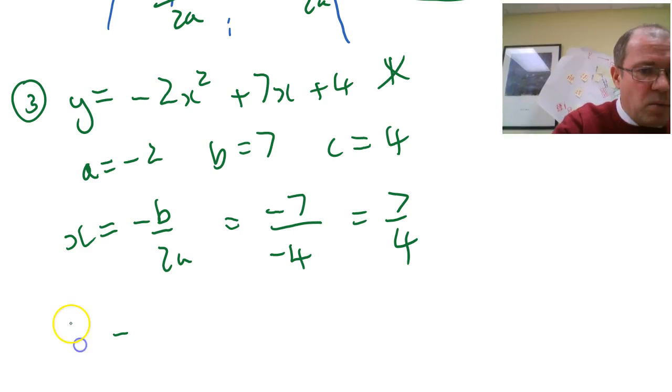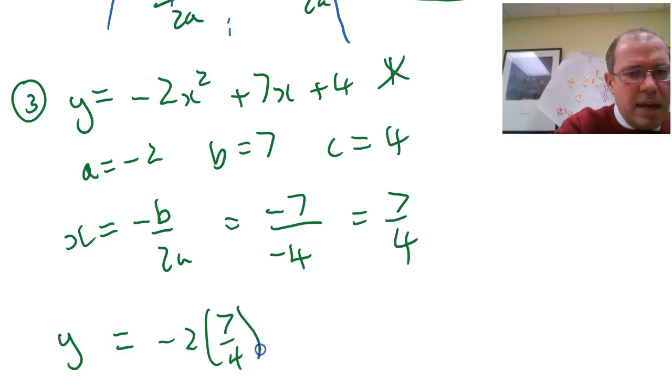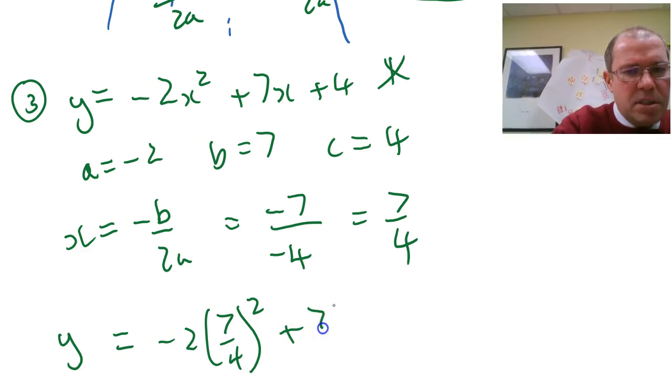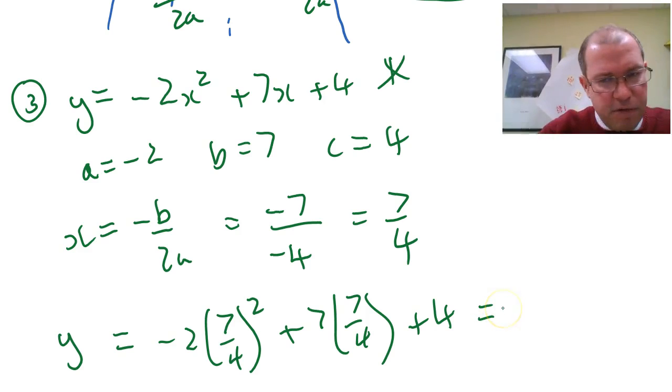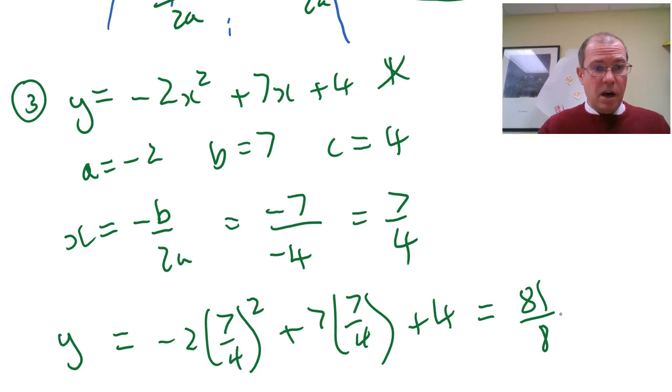So now I have to find the y value. Not very nice. Minus 2 times 7 over 4 all squared plus 7 times 7 over 4 plus 4. Use your calculator or do fractions, and you'll get 81 over 8. So there's the third method of finding it.